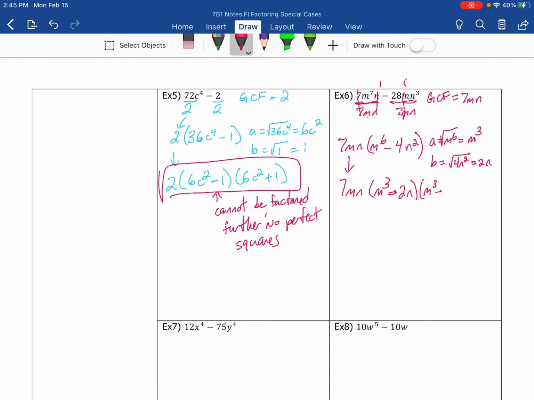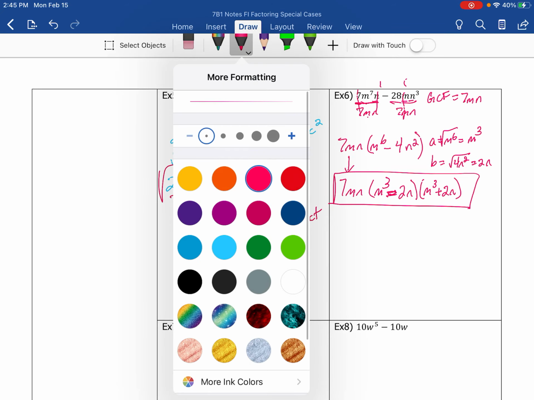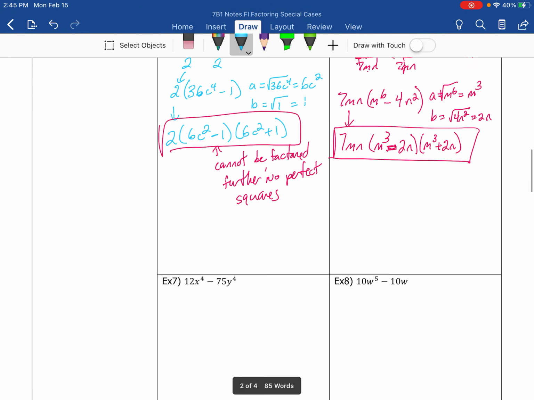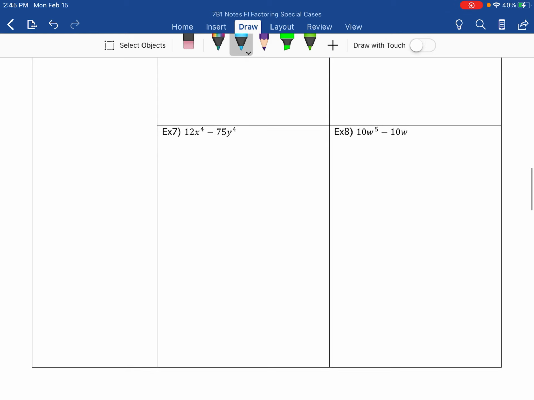And so I remember to write my 7mn, and my factored form is going to be m cubed minus 2n. Ooh, that's not good. Minus 2n. And m cubed plus 2n. And there is my final answer. Can't be factored anymore because I don't have any perfect squares, and you only can look at minus.